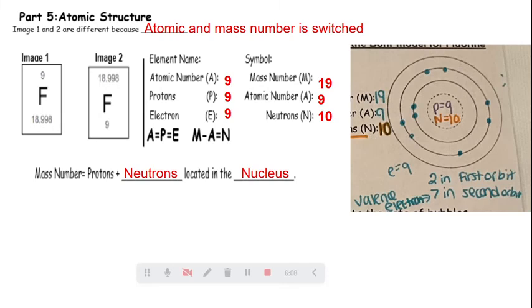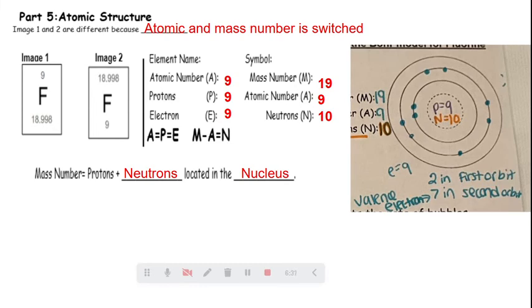All right, so my mass number is protons plus neutrons. That's located in my nucleus. So here is a Bohr model. We are going to have 9 protons. Those are positive charges. We're going to have 10 neutrons because what we did here was we did mass number minus atomic number to get my neutrons. So 9, 10. And then we have to put our electrons in our orbit.